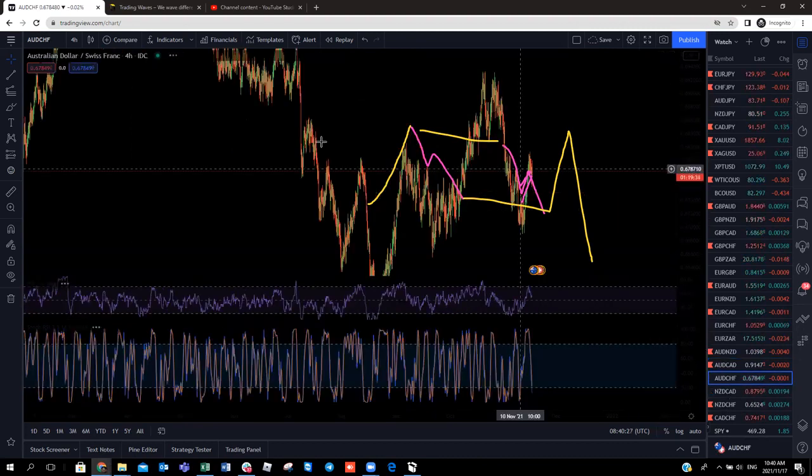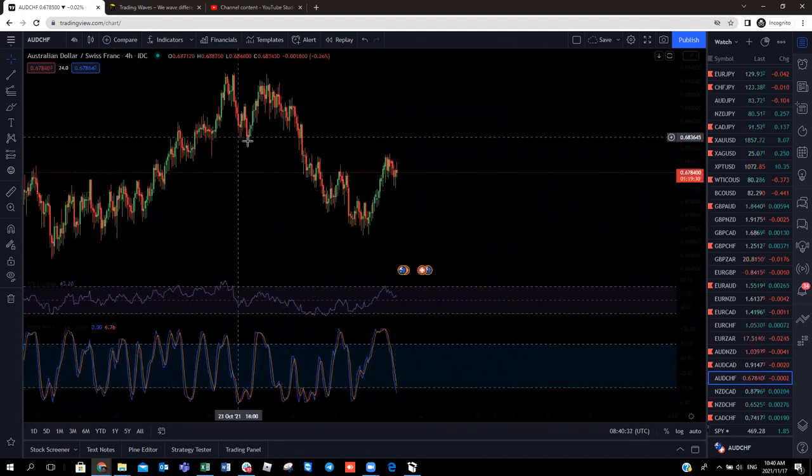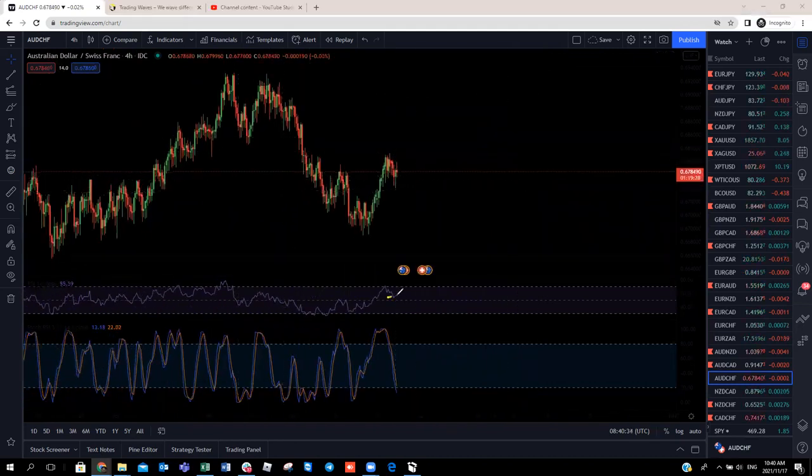Aussie Swiss, again, for the Aussie to show some weakness. So we're still above 50 on this one. We have reset it, so we could see this one make 1, 2, 3, 4, and the last move to the upside here.